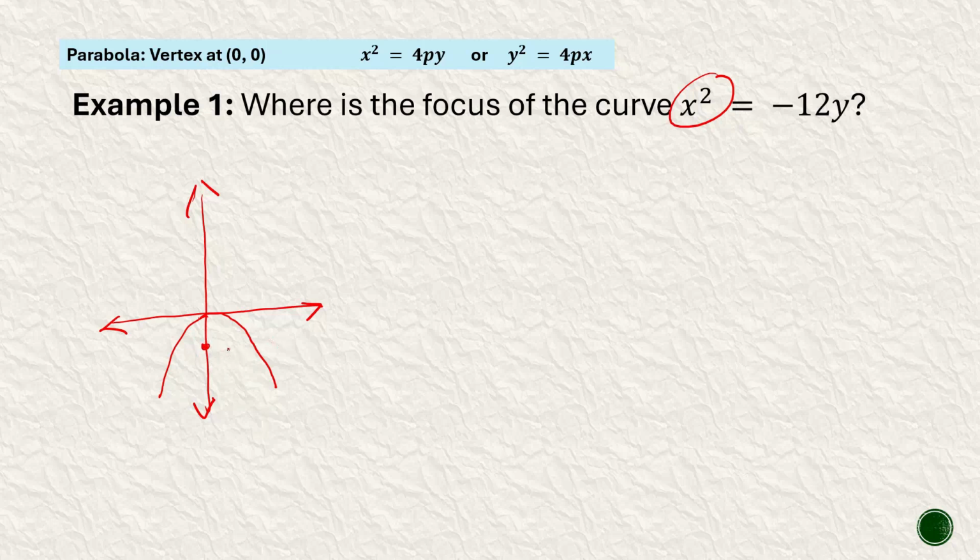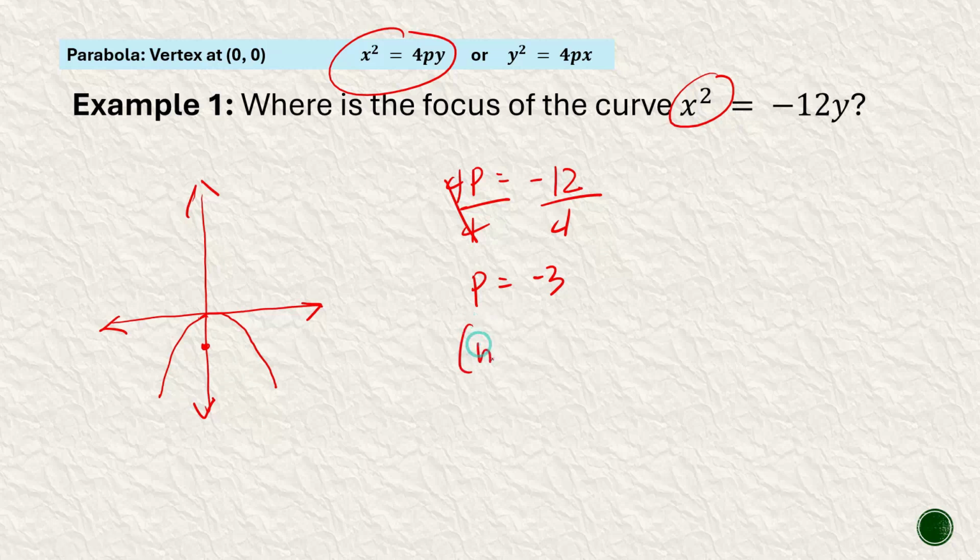So how do we find the focus? We need to solve for p. And how do we solve for p? Our reference is going to be this one, x squared equals 4py. So 4p is equal to the coefficient of y on the right side, and that's negative 12. We divide both sides by 4, and that's going to give us p equals negative 3. So if p equals negative 3, now we can use the formula.